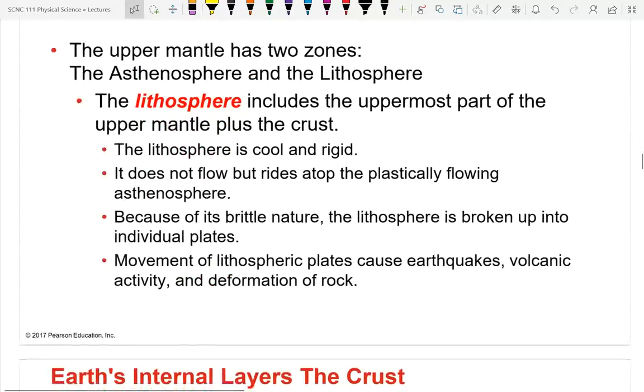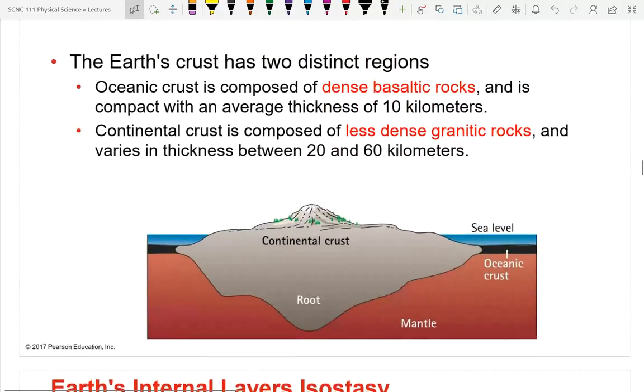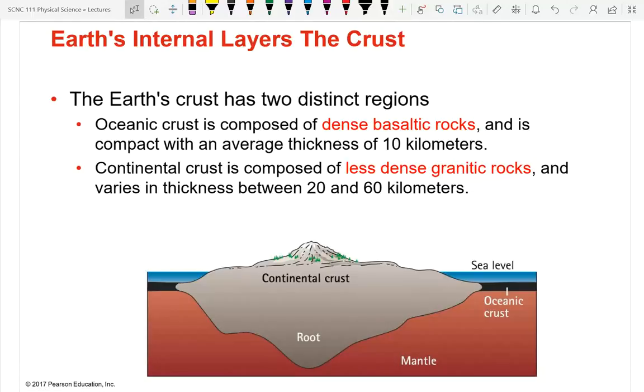Let's see what else I want to talk about here. Once again, I don't remember if I have too much about this. Why do we have the crust here much thicker when it's a continental crust than when it's an ocean crust?